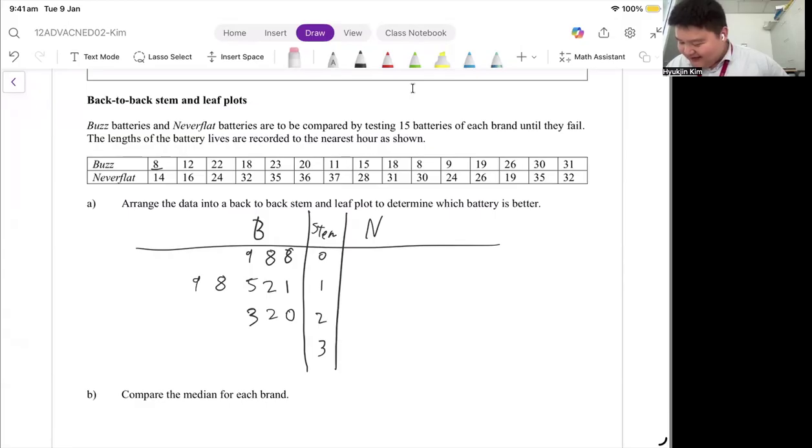Oh, 2, 6. And I think that's about it. Okay, nearly there. 4, 6, 9.